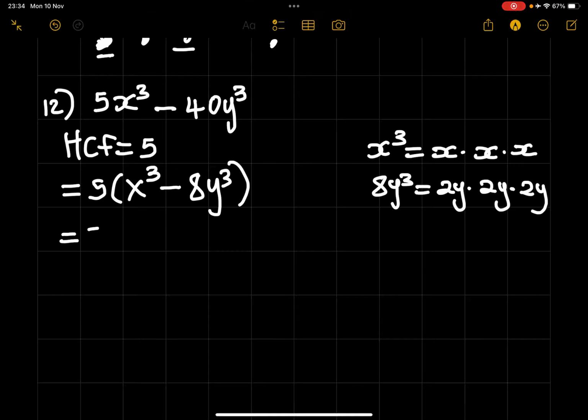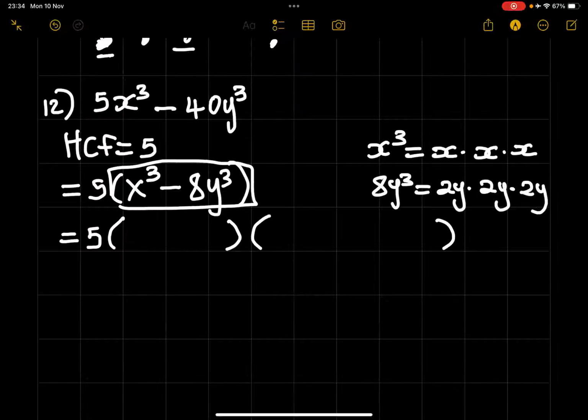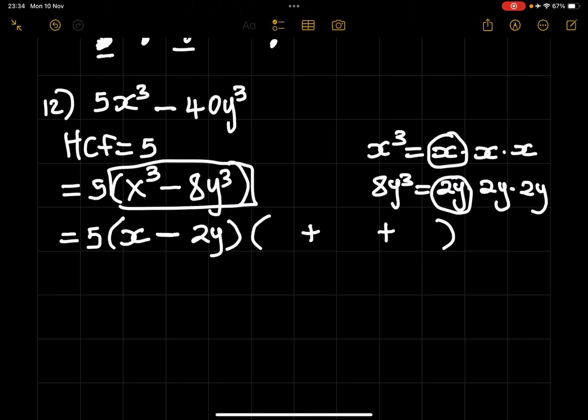So now the 5, we leave it there, and then we open the bracket to factorize this bracket. So the first term is x. The second term is 2y. The original sign is minus. The original sign always swaps with the first sign in the second bracket, and the last sign is always a plus.